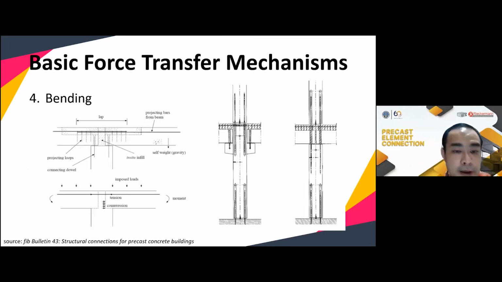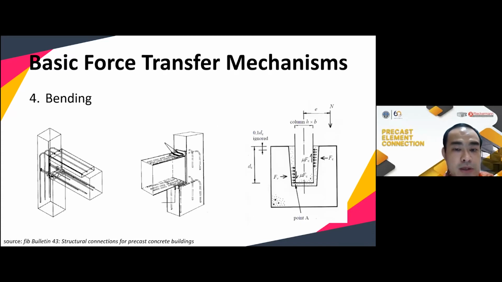The fourth one is bending. This is a typical beam-to-column connection. I think Mr. Nishant already explained it in more detail in the previous session. Here we also have a different type of connection, the pocket connection, that Mr. Nishant also already explained in the previous session.